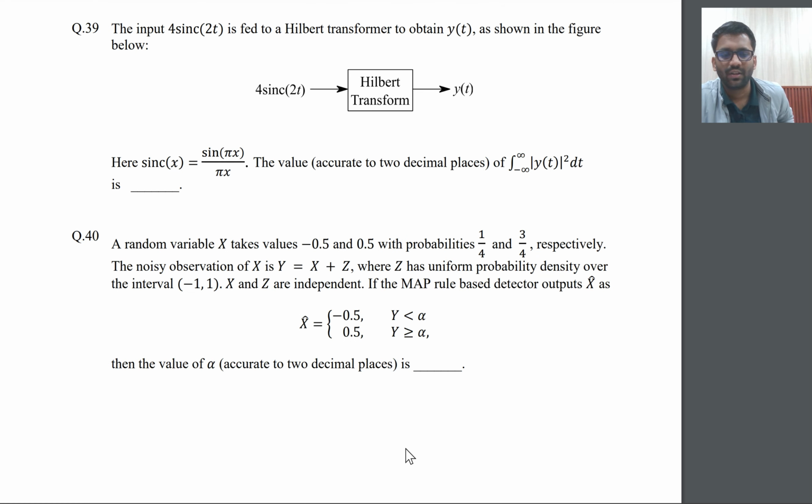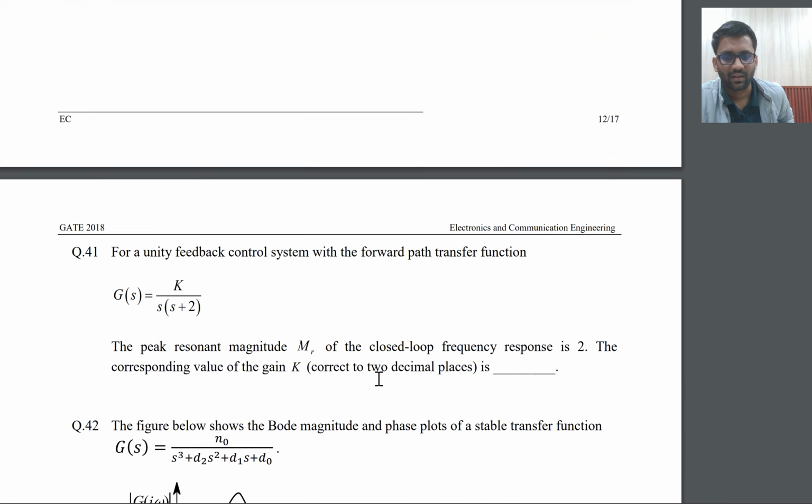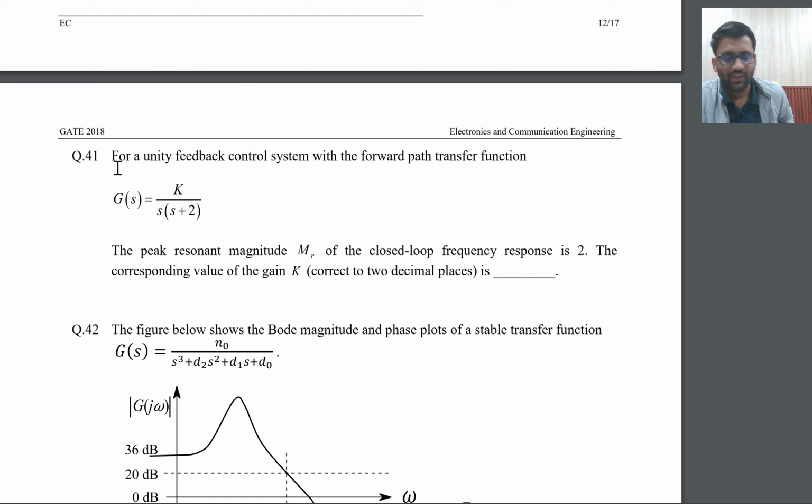This one is completely based on communication systems. Then you need to drop it if you haven't studied communication systems, right? Control, very straightforward. You can do it at that time only.